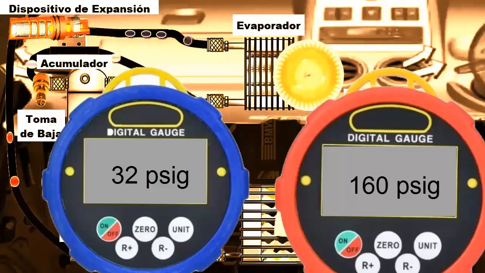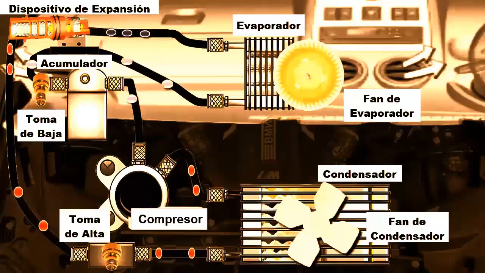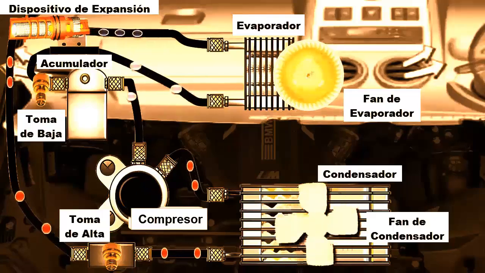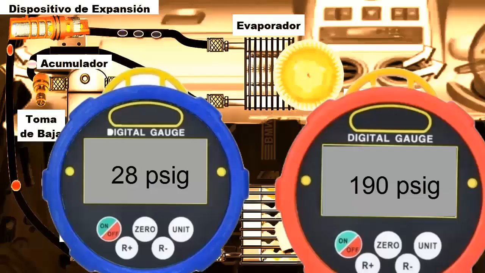4. High acceleration. Finally, we have high acceleration, which occurs, for example, when overtaking another vehicle or climbing a steep hill. In this context, the engine operates in a range of 3500 to 6000 RPM, delivering its maximum torque and power. In this situation, the pressures change again. The low pressure gauge should read around 28 psi, while the high pressure gauge could reach 190 psi, depending on the vehicle. An additional fan speed for the condenser coil may be activated under this condition.